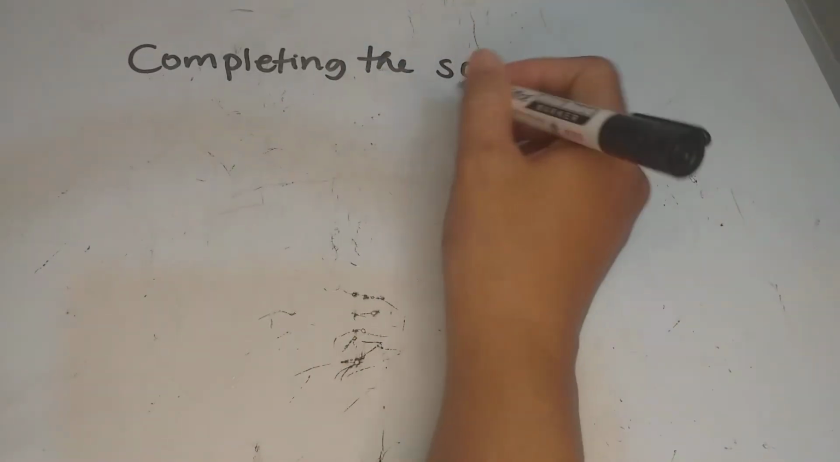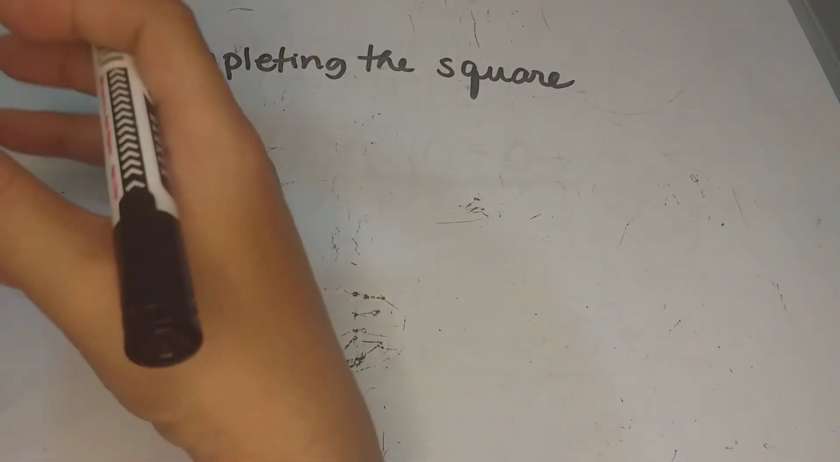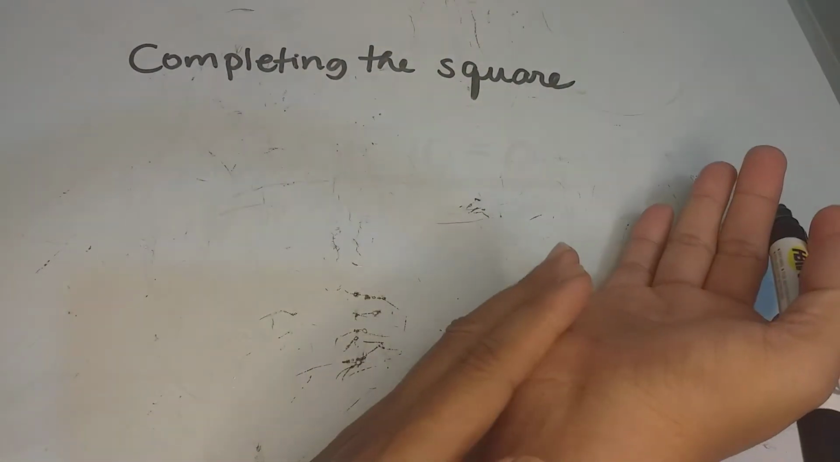Today I'm gonna share completing the square. It is one way to find the solution of a quadratic equation. From the word square, we need to make sure that the left side of the equation is square numbers or square variables, and the right side must be a square.